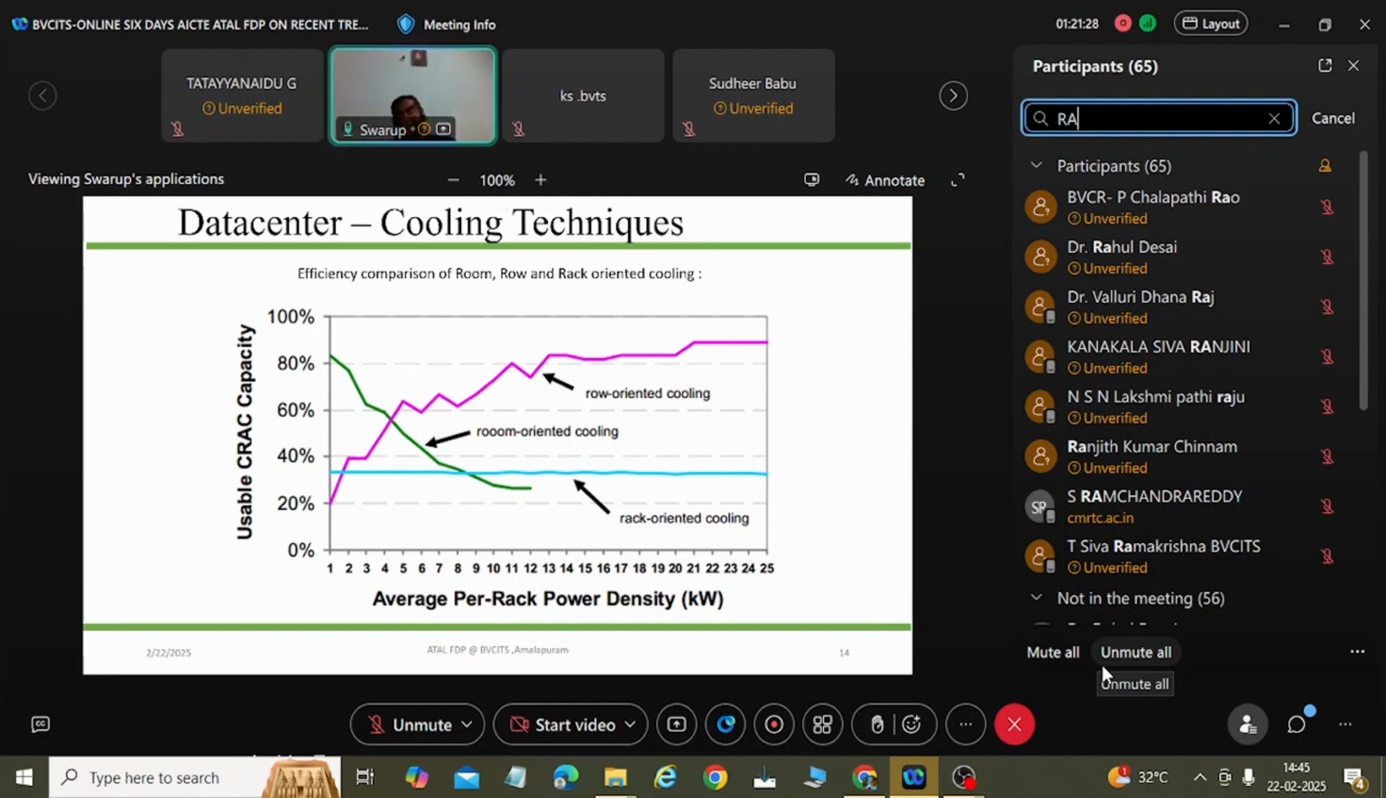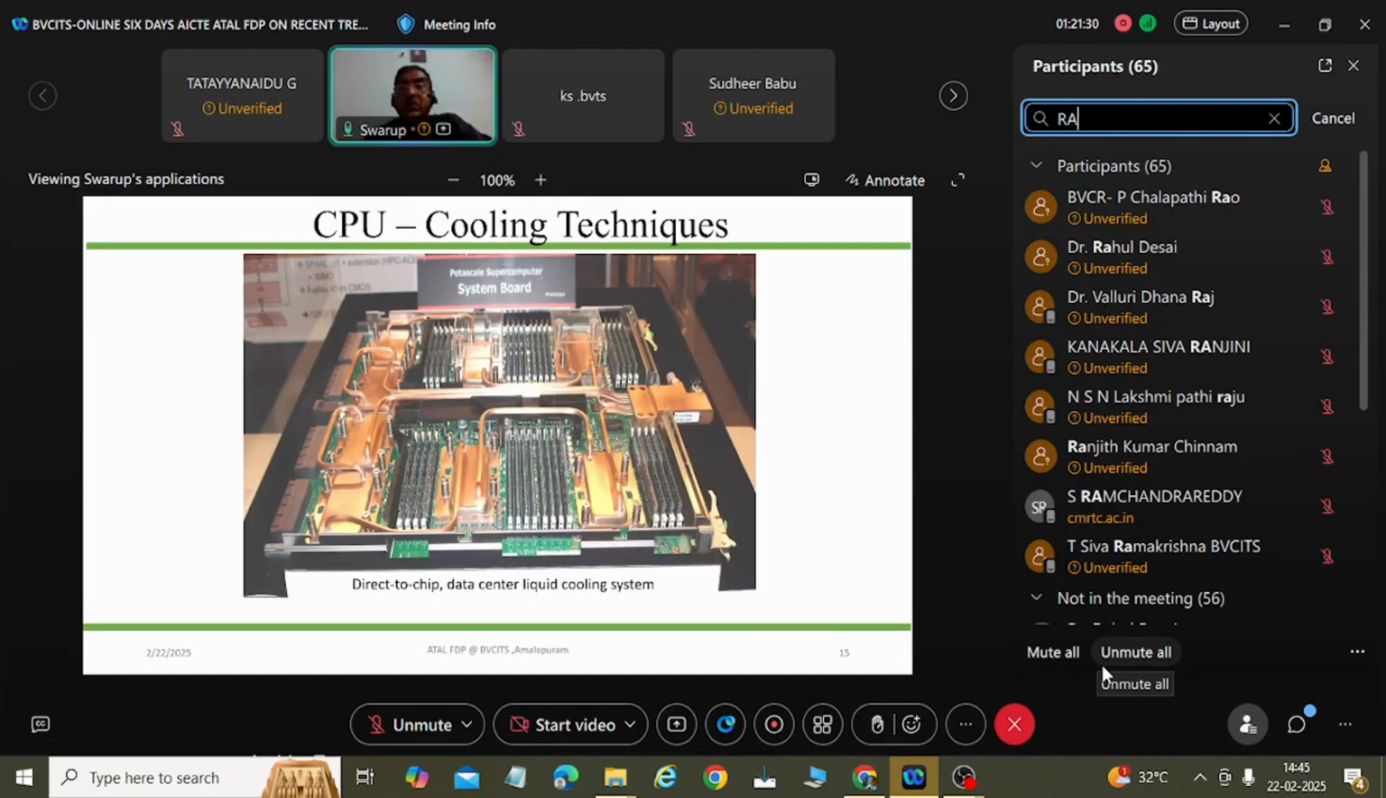So now the next level. Why are we talking about rack level cooling, row level cooling? Okay, now let us talk about CPU level cooling. Everybody knows that the CPU is the one which generates a lot of heat. CPUs and DIMMs are the major heat sources of any server.